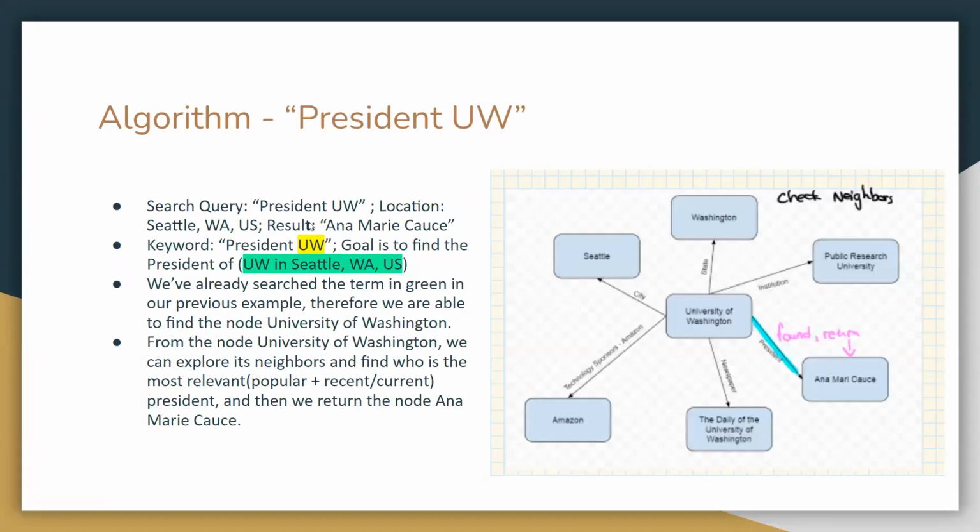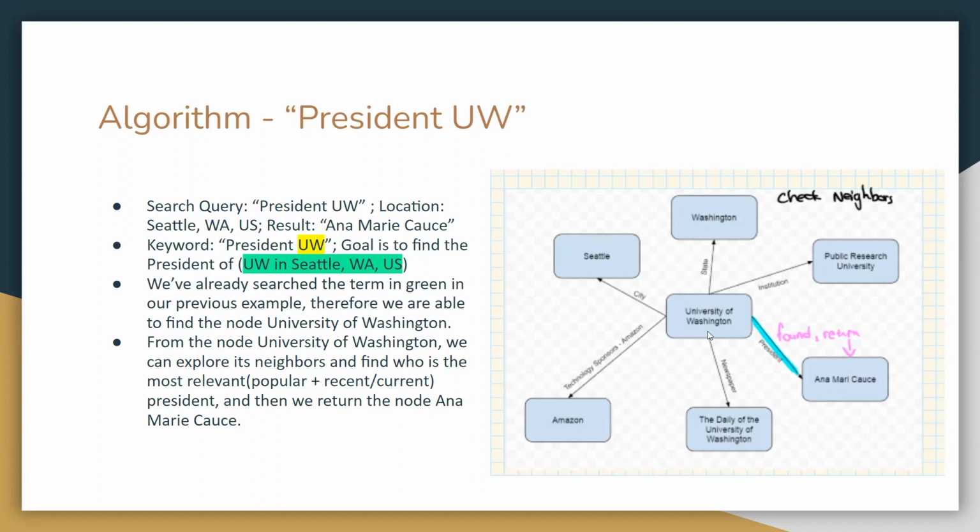For "President UW," the search query is "President UW," the location is Seattle, Washington, US, and the result we want is Anna Mari Kaus. The keyword from "President UW" is UW. So our goal is to find the president of UW that is in Seattle, Washington, US. As you can see, the term in green here is in our previous example. Therefore, we're able to find a node, University of Washington, right?